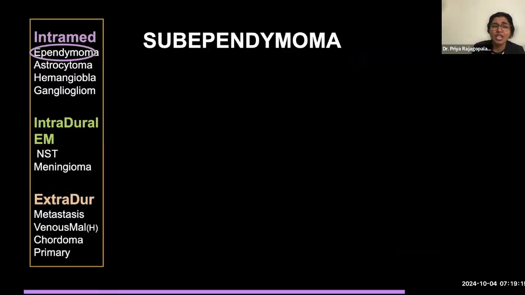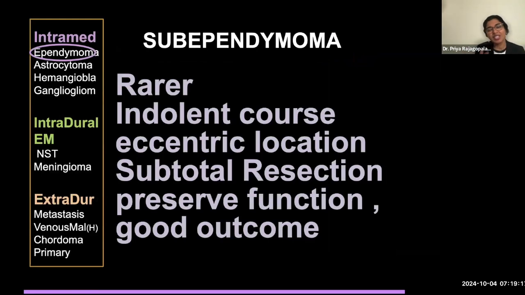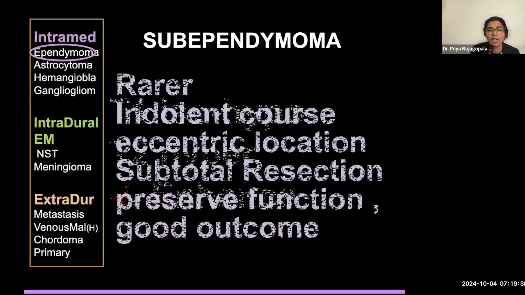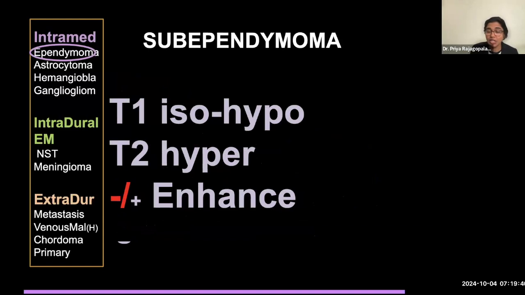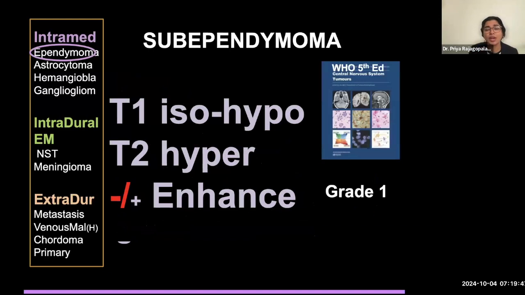Then moving on to subependymoma. Now, these are kind of rarer than the ependymomas. They have a more indolent course, but unlike the central location of the ependymoma, these subependymomas tend to be a little more eccentric in location. And these are usually grade 1 tumors. Just a subtotal resection to preserve function has a very good outcome in terms of treatment strategy. These usually enhance, but sometimes they don't enhance. These are also edematous T2 hyperintense tumors.